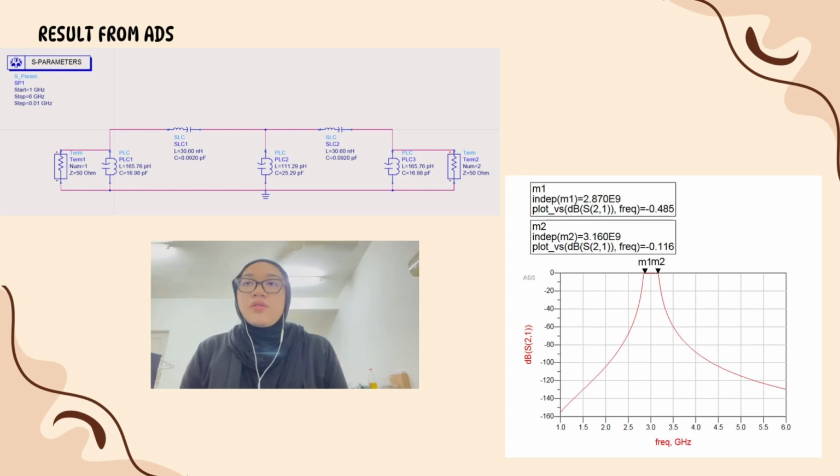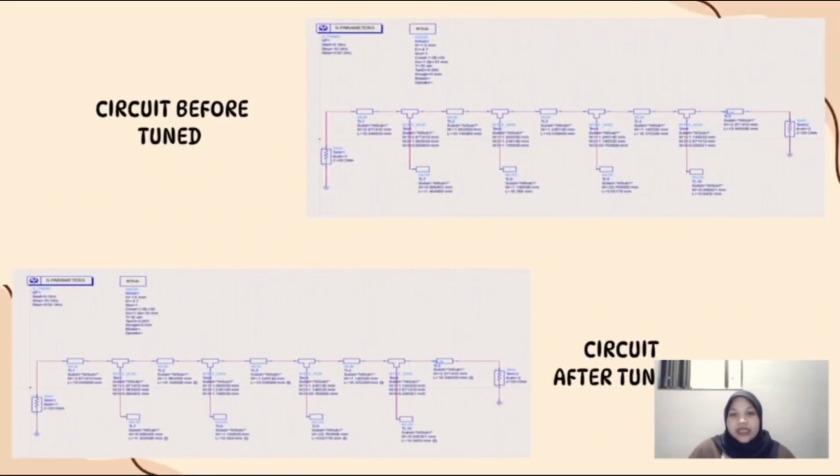From this slide, you can see the result from ADS. I designed it for the S-parameter. I started at 1 GHz and stopped at 6 GHz, with a step of 0.01 GHz. So the output we get is the band pass filter. For M1, the value is negative 0.485, and for M2 it is negative 0.116. Next, I will present this part.